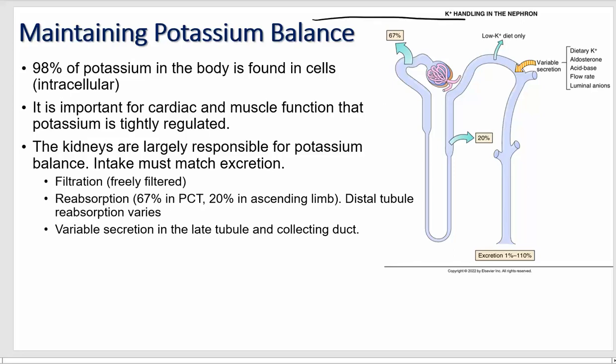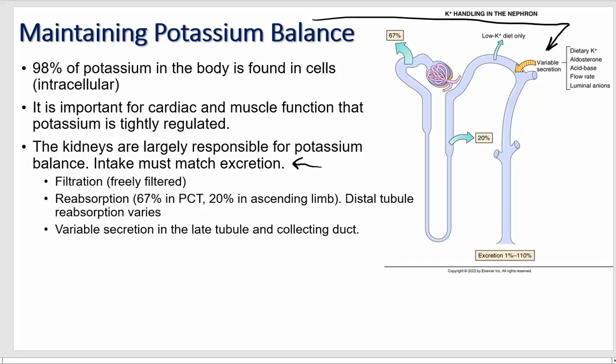Since we're on the subject of potassium, there is some secretion of potassium that can take place. 98% of potassium in the body is found in cells. It's important for cardiac muscle function, and so potassium is tightly regulated. The kidneys are largely responsible for potassium balance. Intake must match excretion. That's the case with everything, right? We can't just eat a bunch of salt and have it all collect in our body. We have to excrete what we take in, or we're going to have a lot of problems. So it's true with potassium.